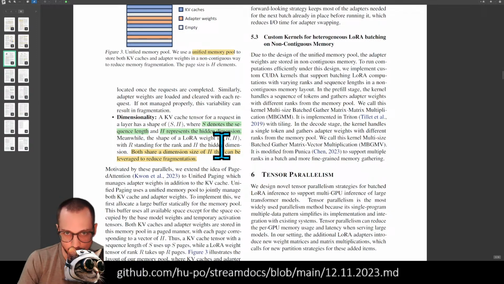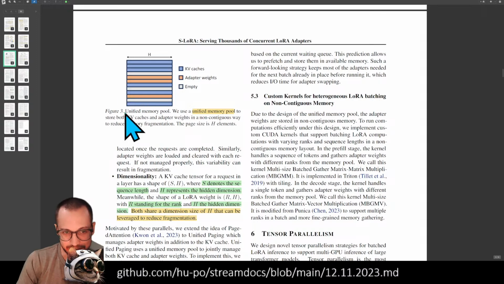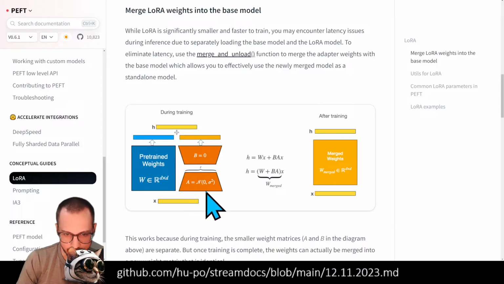Meanwhile, the shape of a LoRA weight is R by H, R standing for the rank and H for the hidden dimension. Both share a dimension of size H that can be leveraged to reduce fragmentation. And that sentence right there is this entire paper. Here you have Figure 3, a unified memory pool. Actually, these LoRA matrices are of dimension R by H, and the KV cache is of dimension S by H.